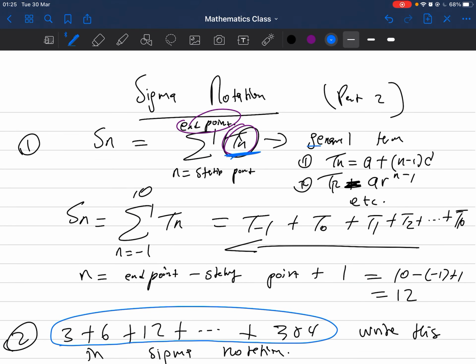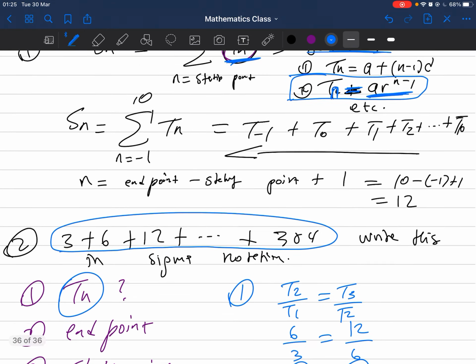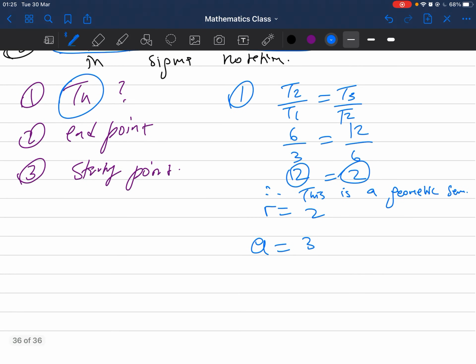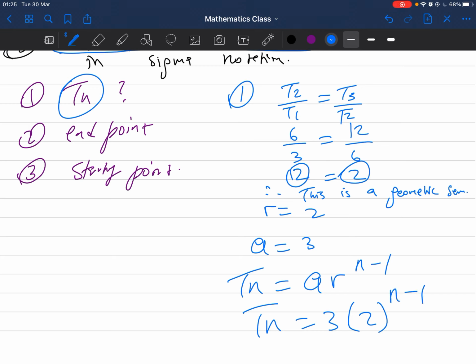Now we're looking for Tn. Remember, I said Tn is a general term. This is a geometric sequence or series, and this is the general term we're going to use. So Tn is equal to A times R to the power n minus 1. Tn is equal to 3 times 2 to the power n minus 1. Cool. And with this, we've identified our Tn.